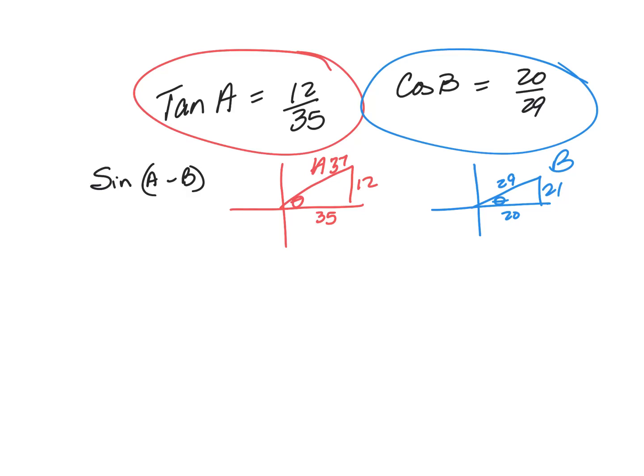So we found the missing sides of A and B, and on A we got that the hypotenuse is 37, and on B we got that the opposite was 21. Everybody get that? So we need to write down the formula for sine of A minus B.